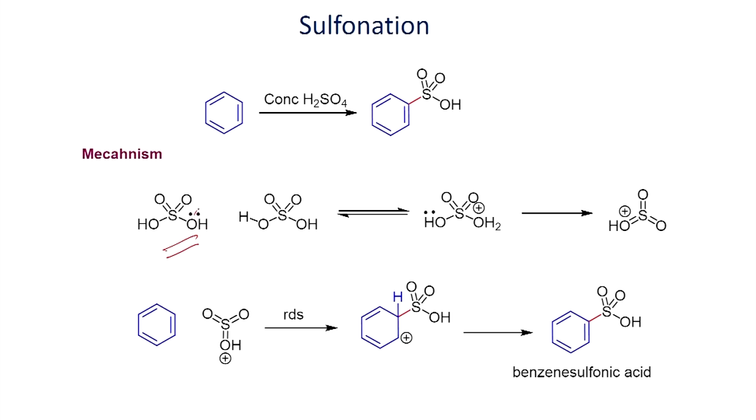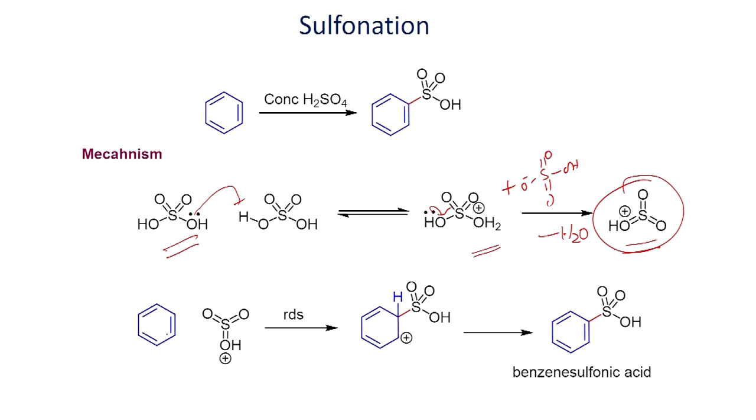One of these acts as a base, it can deprotonate and you can form this. Once you form this, it can lose a water molecule and you can make the sulfonium ion. Once you form this, this acts as the electrophile in this reaction. The selectivity will be similar to the nitration.